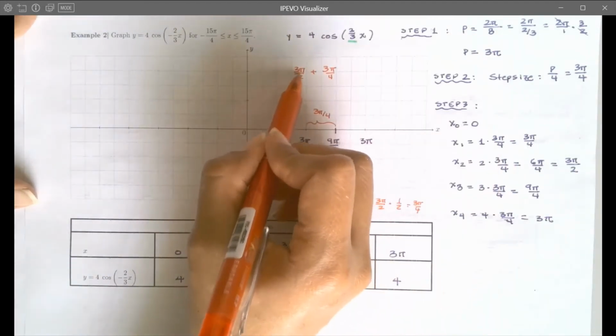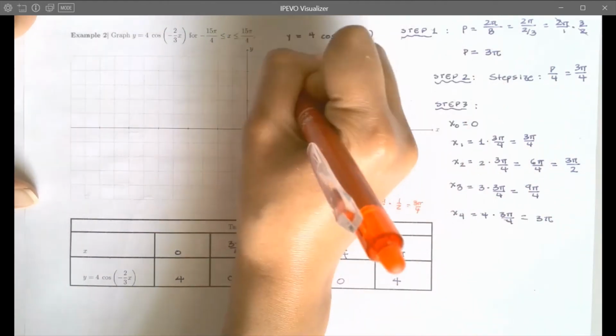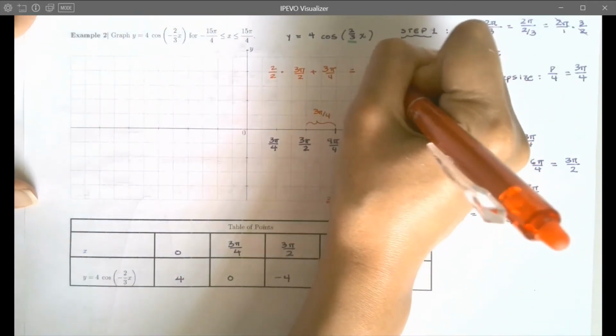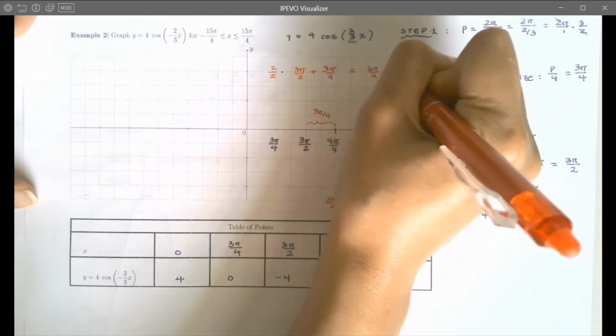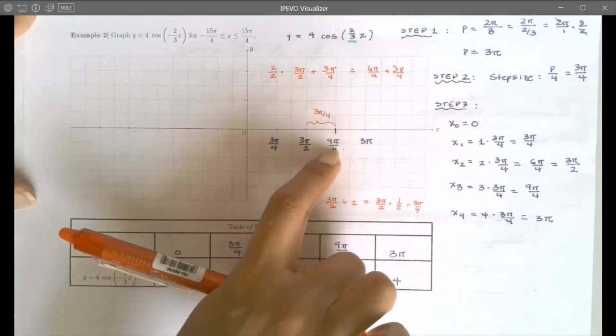So for this one here, we would need to multiply top and bottom by a 2 in order to have the same denominator. And that would give us 6π/4 plus 3π/4. And then adding those two together gives you 9π/4.